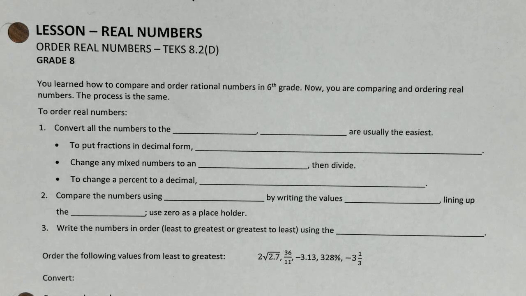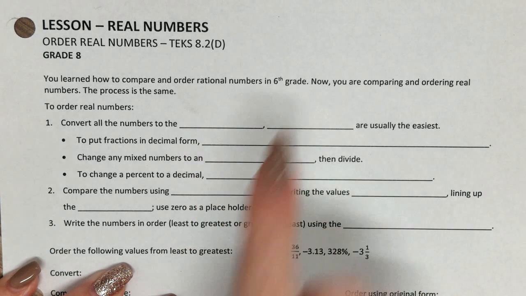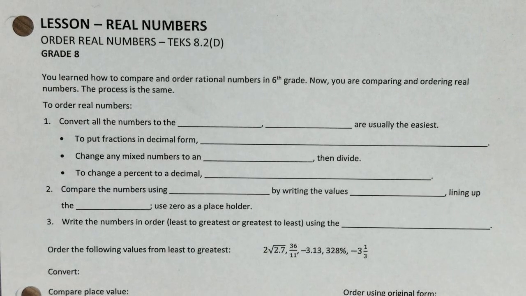So today we're going to be ordering real numbers. You learned how to compare and order numbers in 6th grade. So this is going to be exactly what you've been doing since 6th grade. But now you're comparing and ordering real numbers, meaning there's going to be irrational numbers thrown in the mix. Remember that irrational numbers are just square roots that aren't perfect.